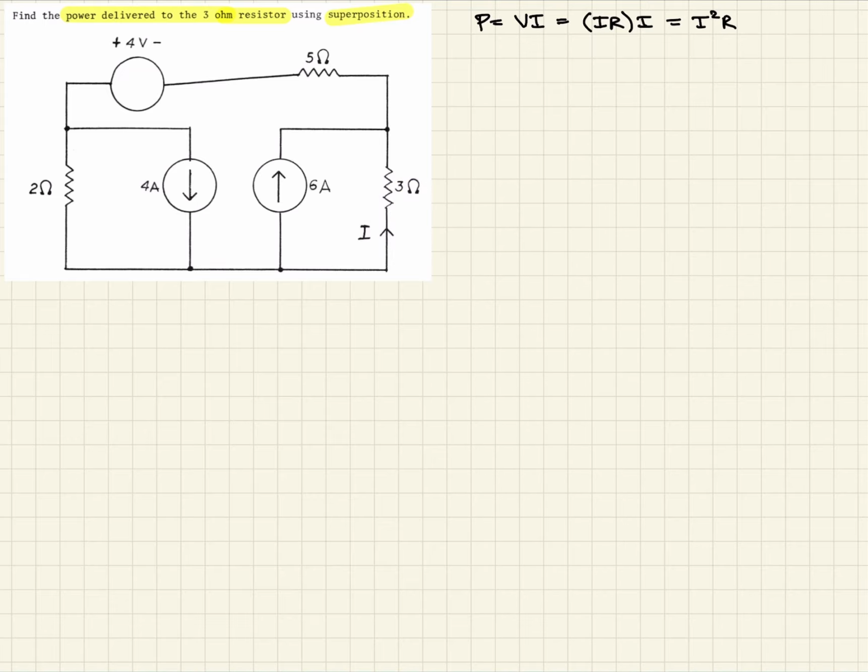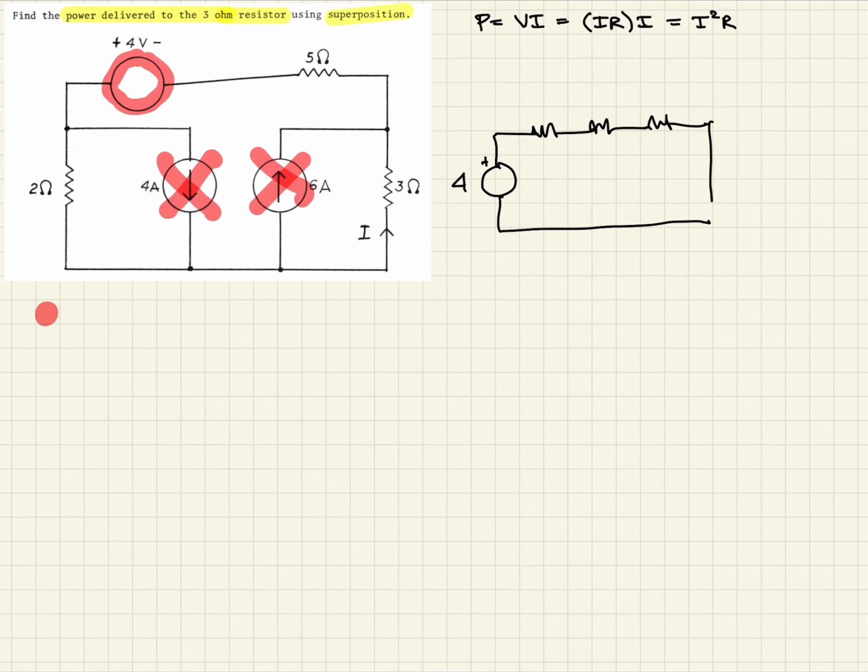So let's apply superposition. First we want to consider the voltage source. When we do that, any current sources that are also in the circuit, we treat them as open circuited. So it's like those two aren't there, and we just delete them. We can calculate this pretty easily. If we redraw our circuit, it's our 4-volt source, and we have our 3 resistors in series. You can see we just come around and see those 3 in series.